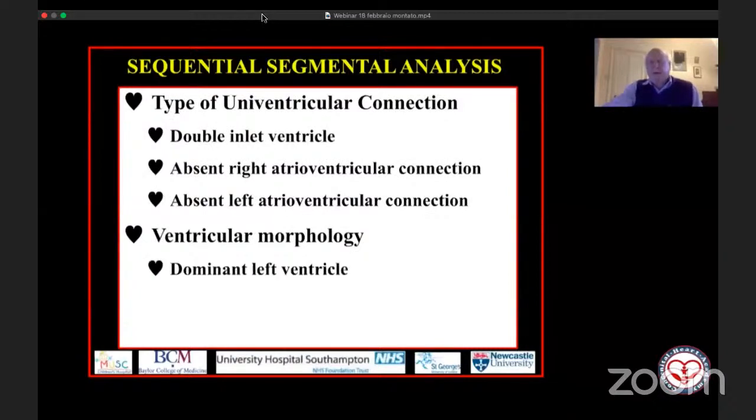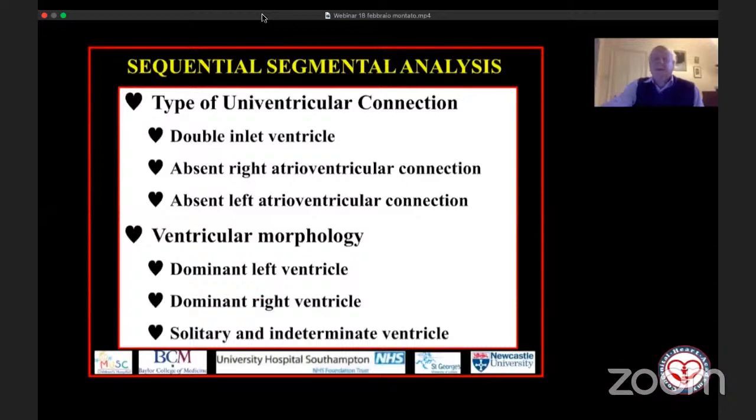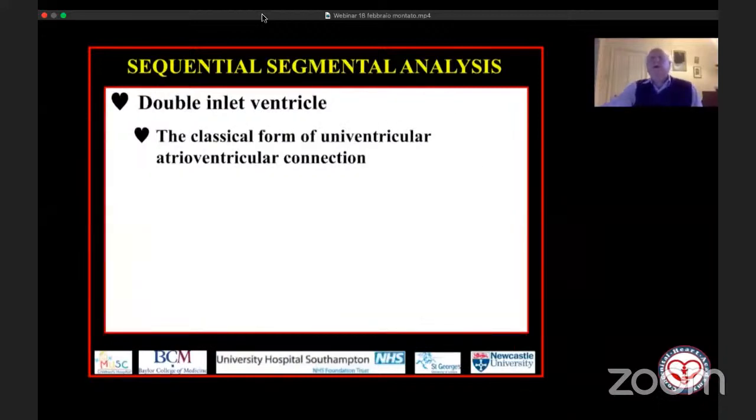So there can be a dominant left ventricle, and then, as we will show you, the right ventricle will be incomplete and hypoplastic. There can be a dominant right ventricle. This time it is the left ventricle that will be incomplete and hypoplastic. Exceedingly rarely, there can be solitary and indeterminate ventricles, so we're going to show you an example of the true single ventricle. But let's begin by looking at double inlet ventricle, because this is the classical form of univentricular atrioventricular connection.